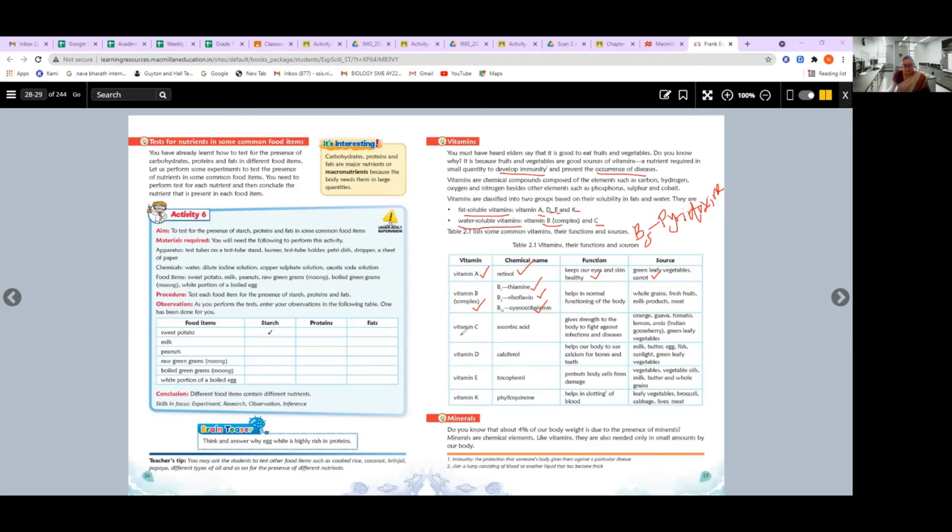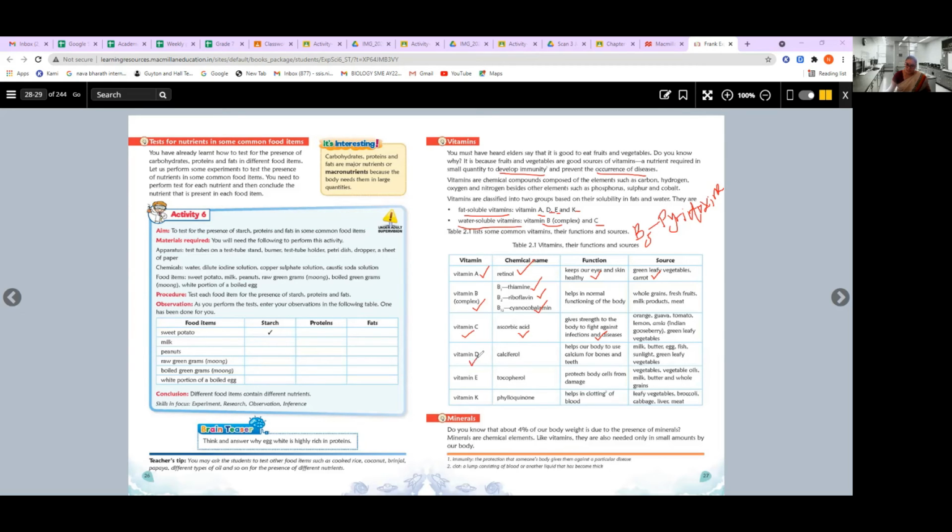And the next vitamin is vitamin C. The chemical name is ascorbic acid. Its function is to give strength to the body and fight against infections and diseases. Also, it is very useful to strengthen our gums and teeth. Orange, guava, tomato, lemon, amla, and green leafy vegetables are all sources of vitamin C.